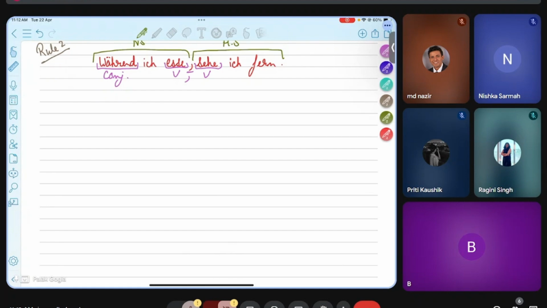While he does the homework, he listens to the music. Use the verb hört, like that.